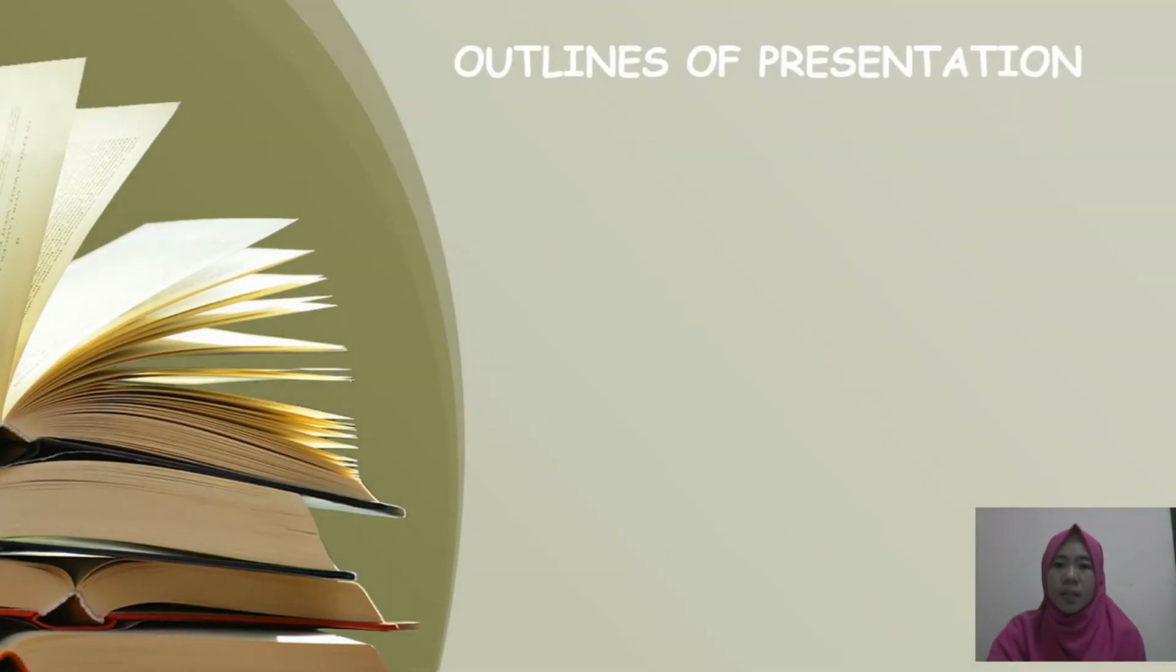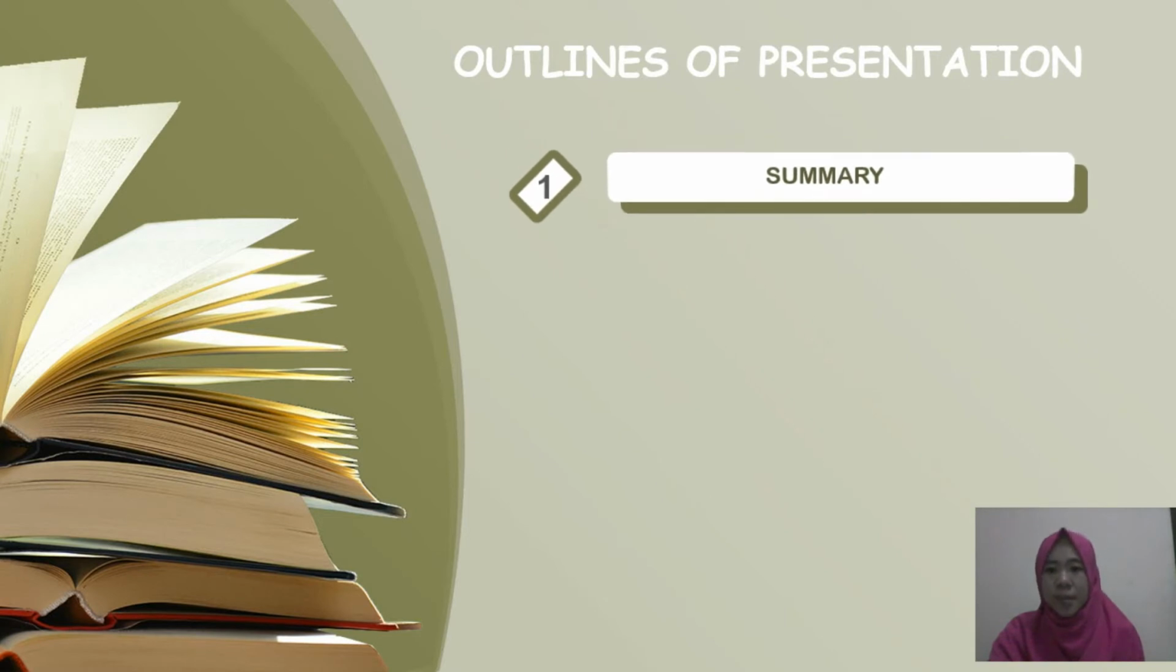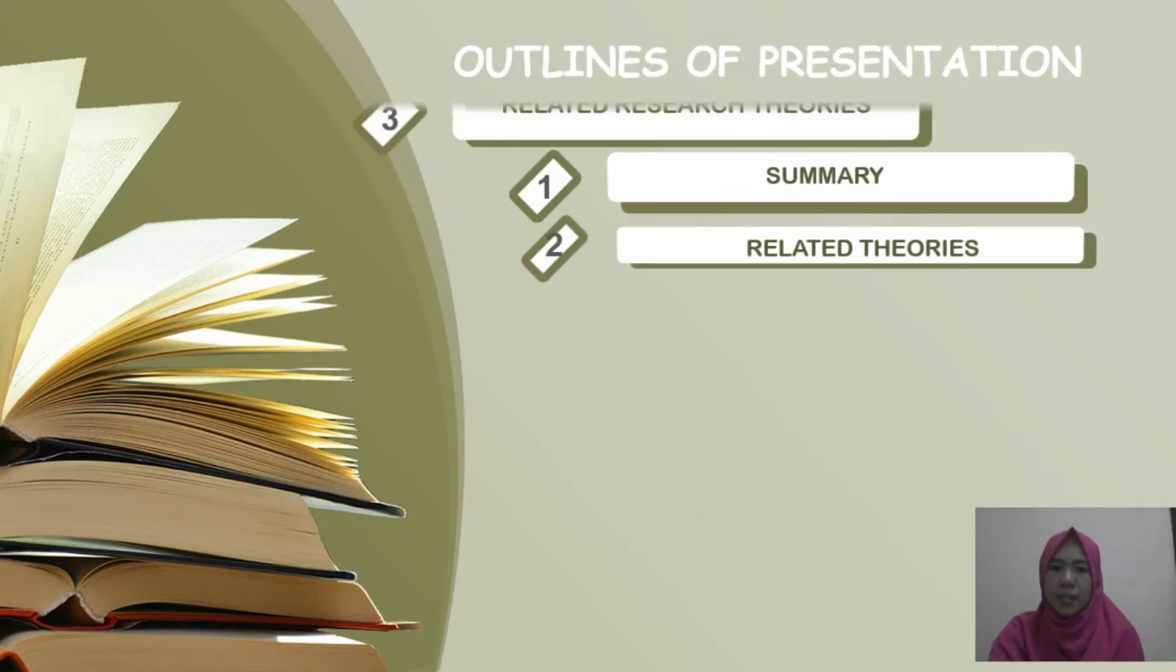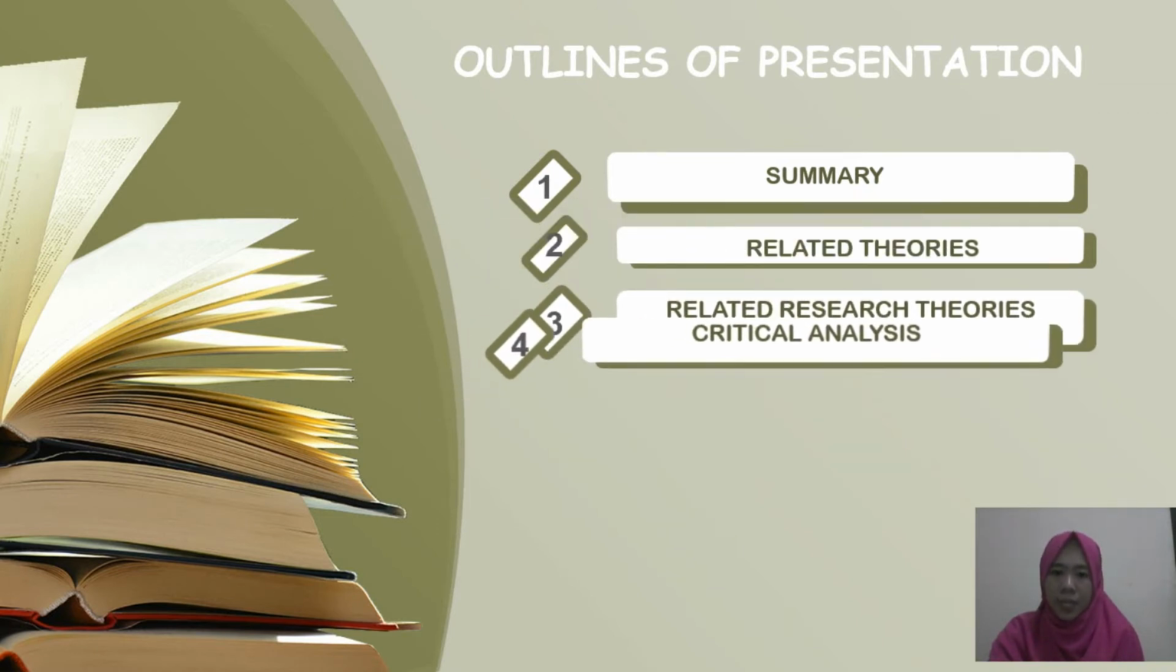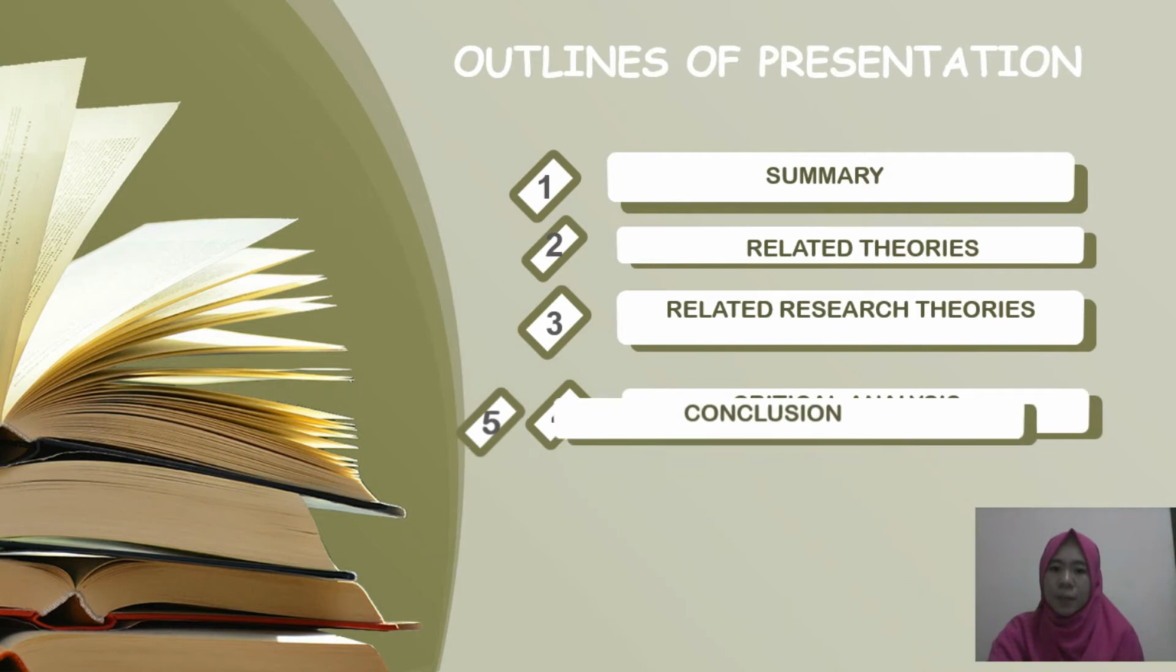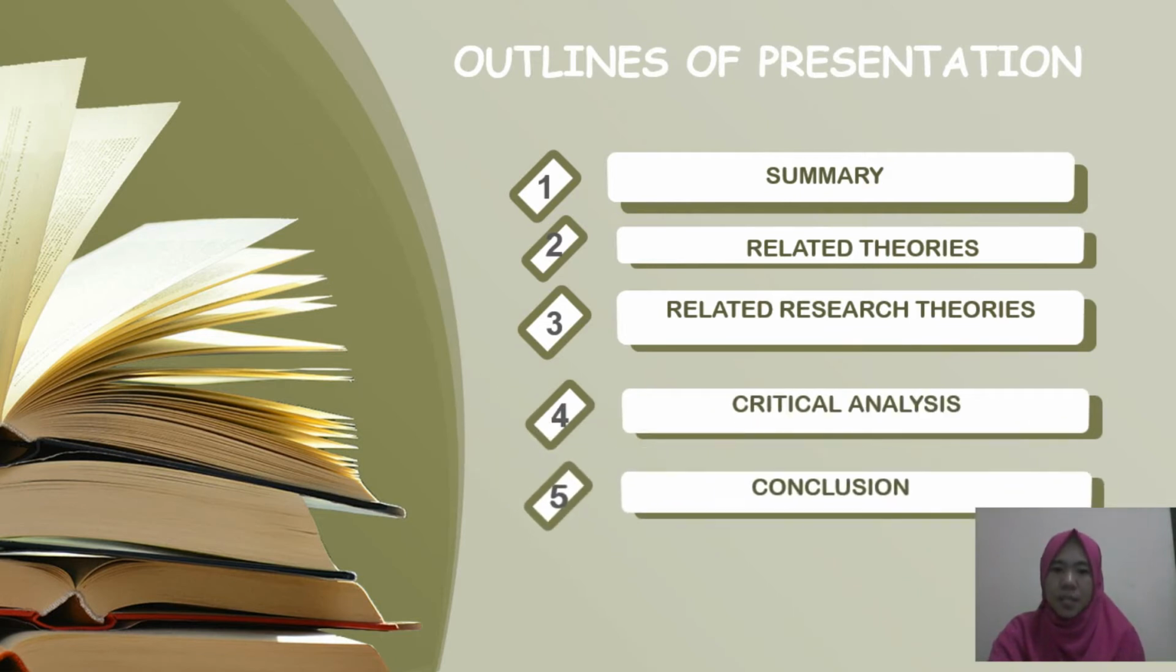Here are the outlines of this presentation. The first one is summary of the chapter. The second one is related theories. The third one is related research theories. The fourth one is critical analysis. The fifth one is conclusions. And the last one is references.